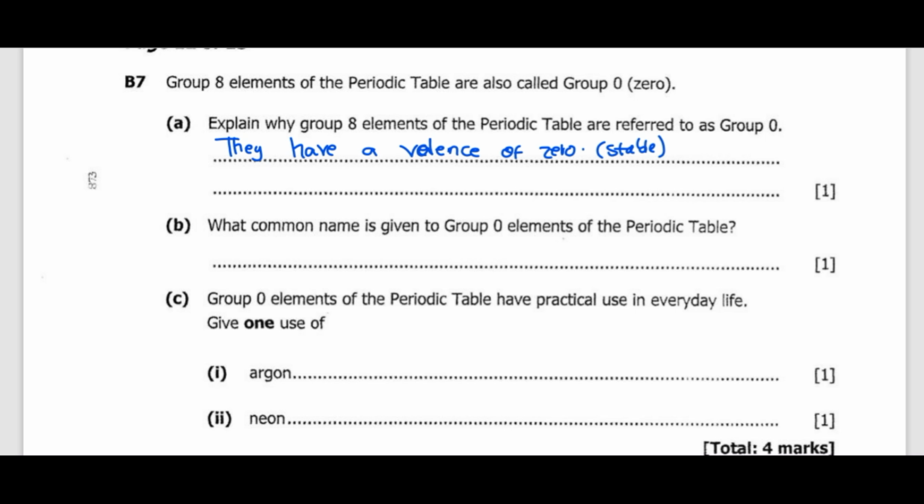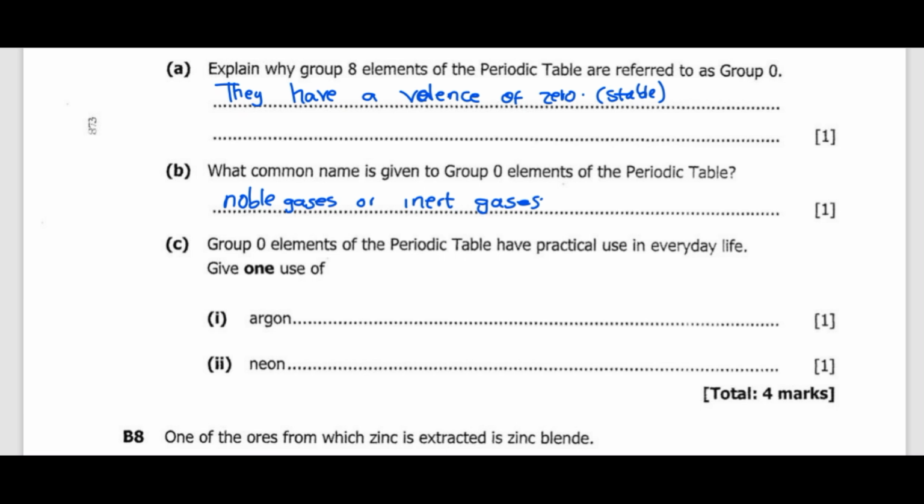So what common name is given to group 0 elements of the periodic table? So they are known as noble gases or inert gases. Okay, so now we move on to C. Group 0 elements of the periodic table have practical uses in everyday life. Give one use of the first one, argon.